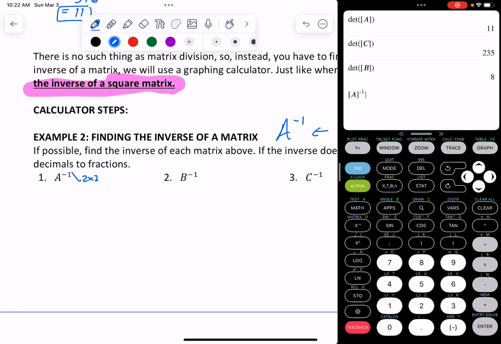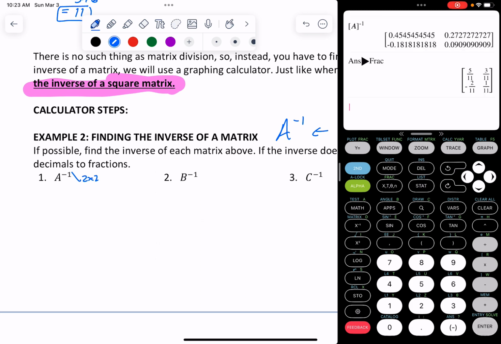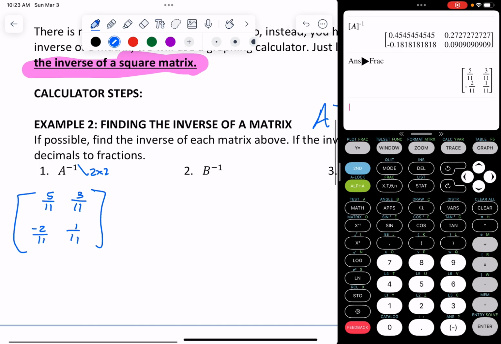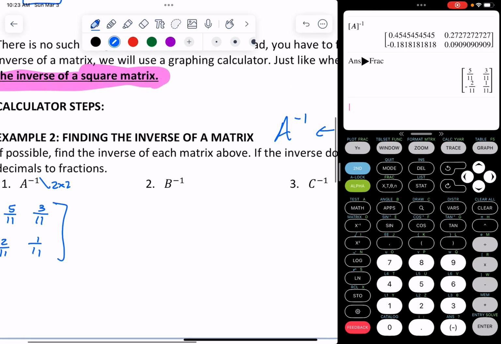When we hit enter here, it's going to give us this really ugly decimal looking thing, so we want to convert that to fractions. We hit math, and then that Frac option is going to take that matrix and convert it into fractions for us. So we get 5 over 11, 3 over 11, negative 2 over 11, 1 over 11 as the inverse of matrix A. That's what we're working with there.